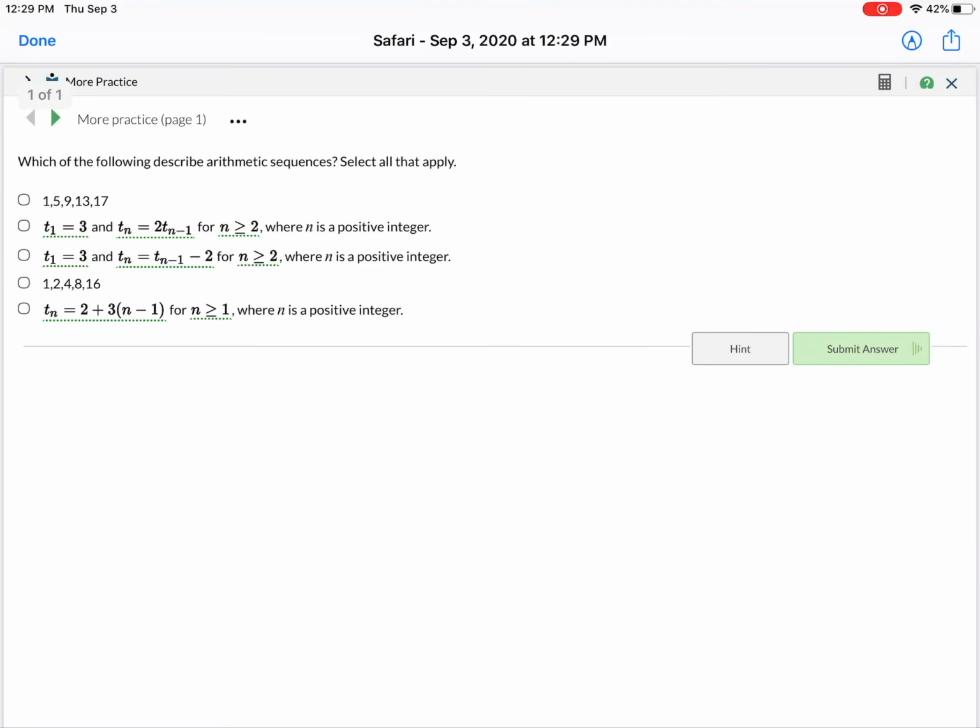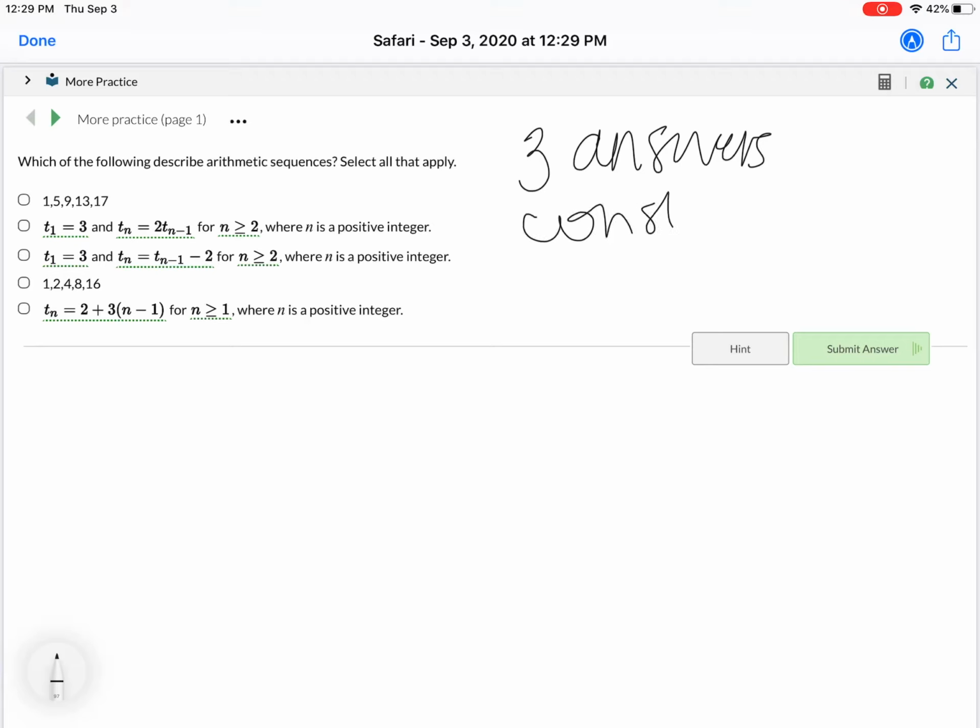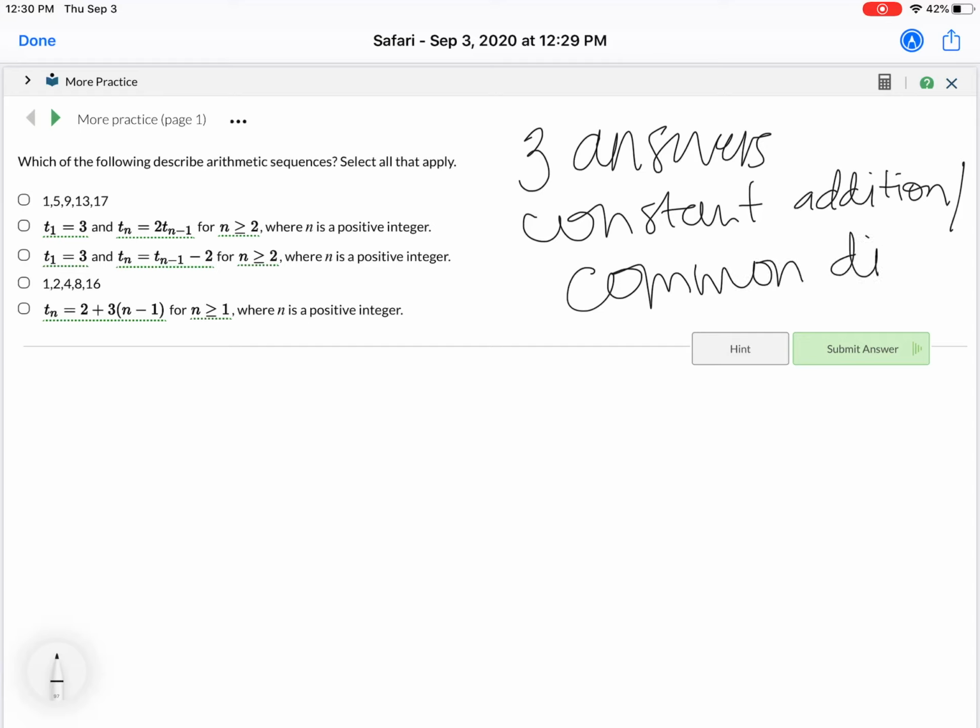All right, I just want to go over a few of the questions with you on more practice. So for this first one, you're looking for the arithmetic sequences. On here, you're actually going to have 3 answers. You need to be looking for a constant addition and a common difference. So either one. Okay, that's for number 1.